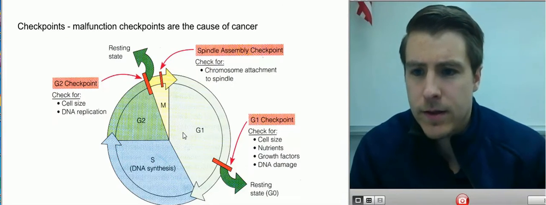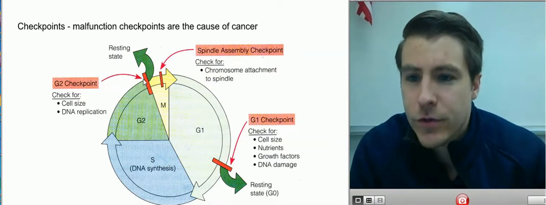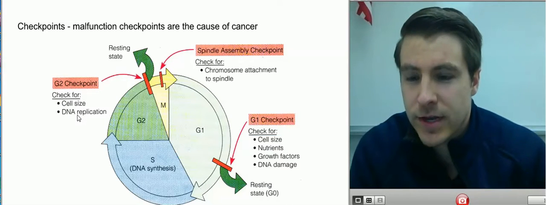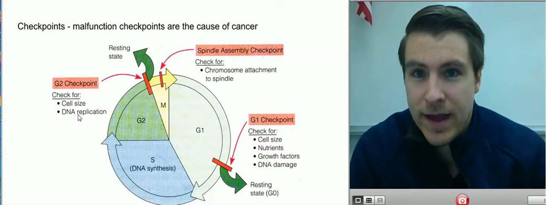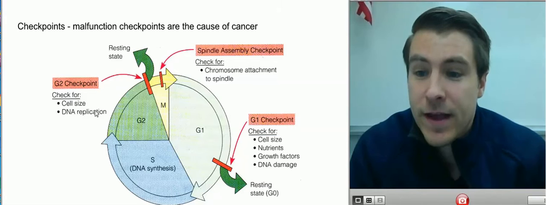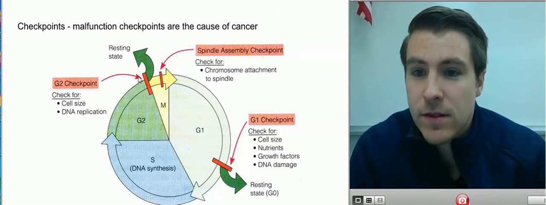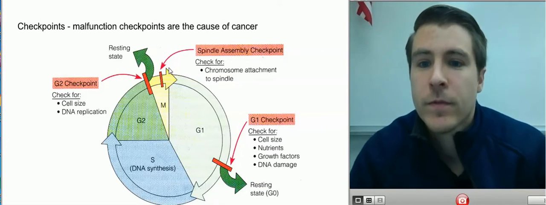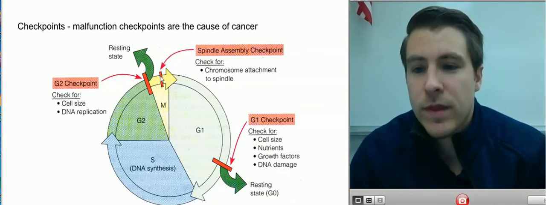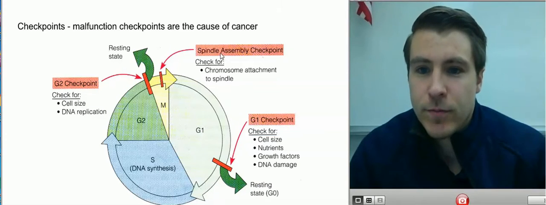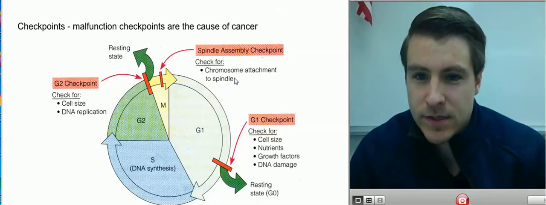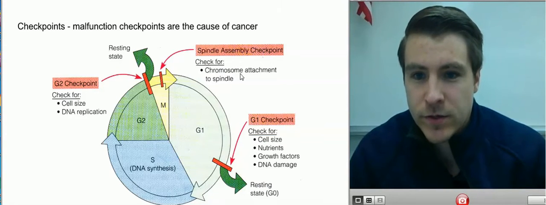So there's also a checkpoint at G2, and I wanted to show you that. This is checking for cell size, and it's also checking to make sure, okay, has the DNA replicated? If it has, and it's free of errors, then green light. You get to move on to mitosis and divide. And then within mitosis, there is yet another checkpoint that's checking to make sure that spindle assembly has been created and that the chromosomes are correctly attached.